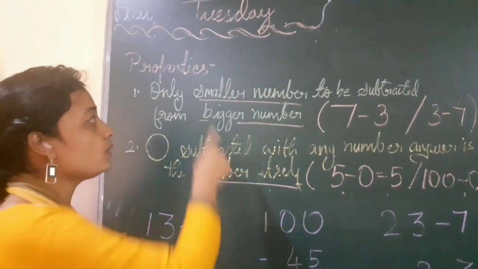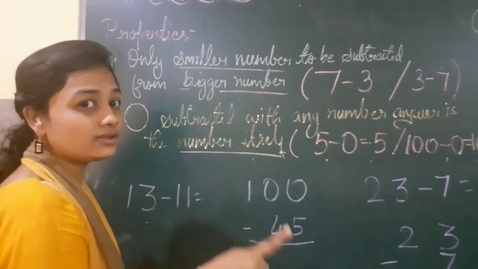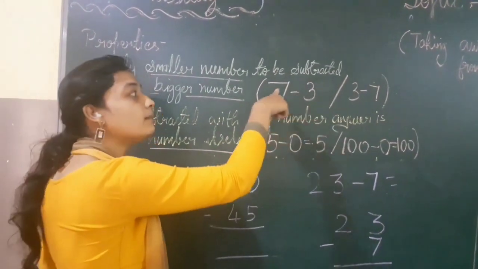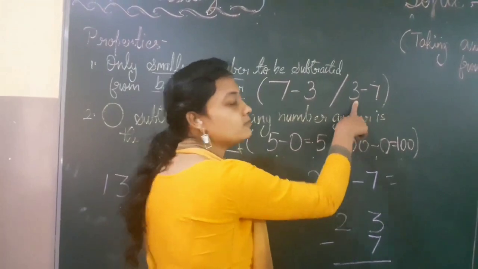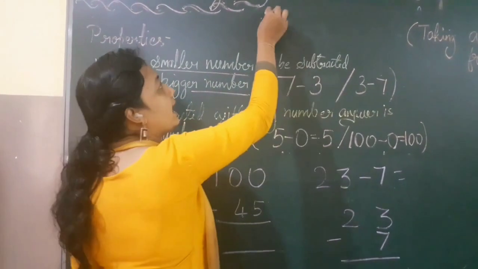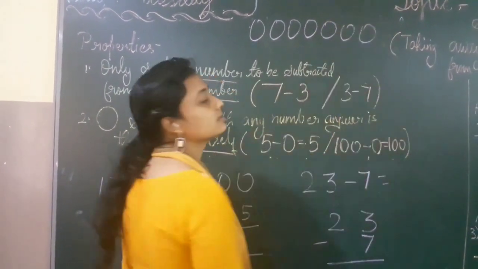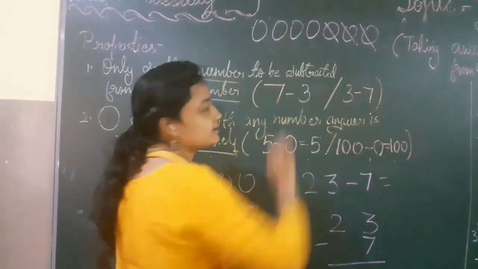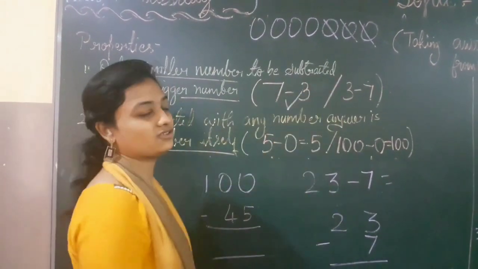First point, you can subtract a smaller number from a bigger number. Can you understand, children? You can only subtract a smaller number from a bigger number. You cannot subtract a bigger number from a smaller number. Example, I have 7 and 3. Just imagine I have 7x and I have to take away 3. So 1, 2, 3. Now I can get the answer as 4. I can do subtraction in this way.